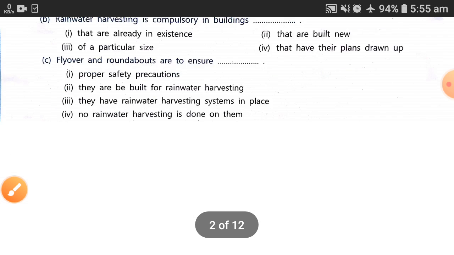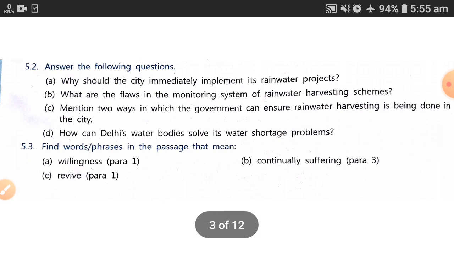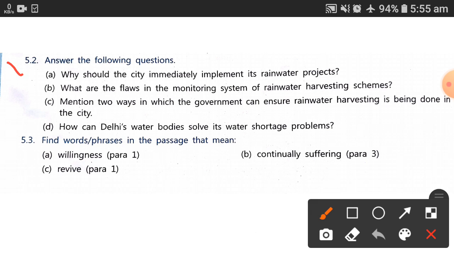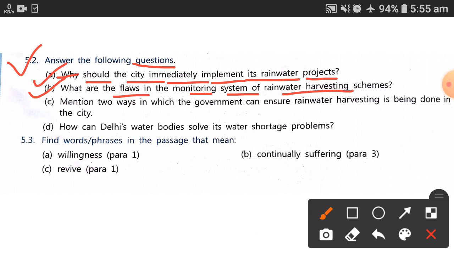If you have noted them, let's see some more questions, and just pin them down in your practice notebook. Here are some questions, 5.2. Answer the following questions according to the following paragraph. Write the first question. Why should the city immediately implement its rainwater project? Number B is, what are the flaws in the monitoring system of rainwater harvesting schemes?